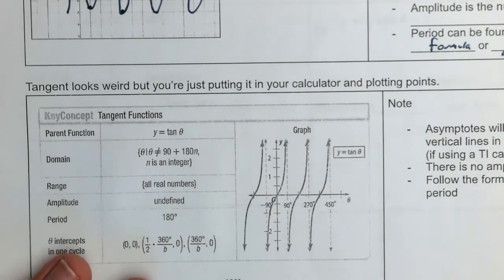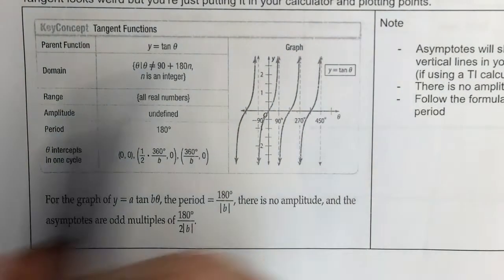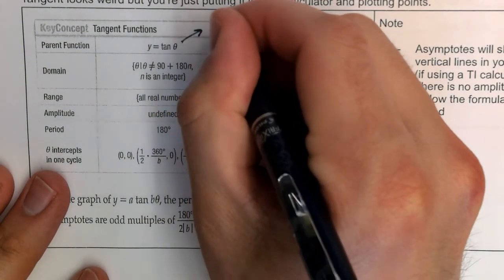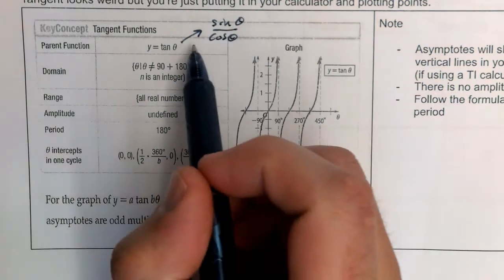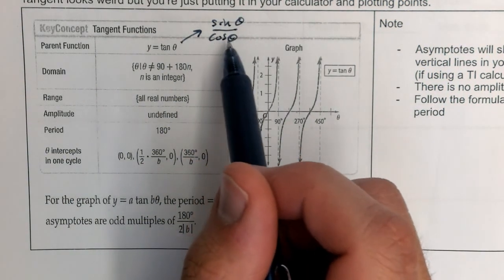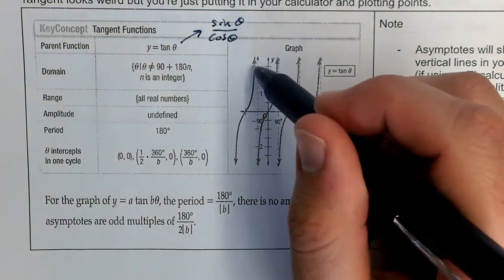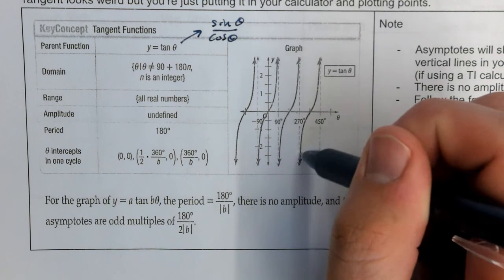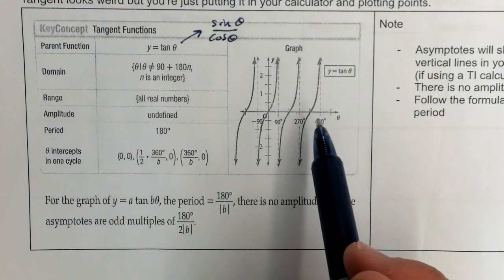All right, let's shift gears to talk about tangent here for a little bit. So tangent is much different because tangent is actually, you don't need to know this for the test or anything, but it's actually sine of theta over cosine of theta. That's how you get tangent. And because sometimes cosine of theta is 0, sometimes you'll get vertical asymptotes. Okay, so that's why this graph looks so strange, is you have these vertical asymptotes at intervals of every 180 degrees, you get a vertical asymptote. So that's why this curve looks the way that it does.